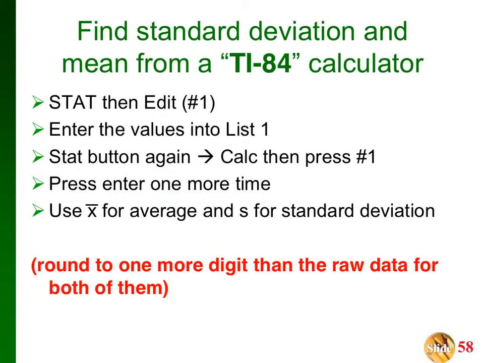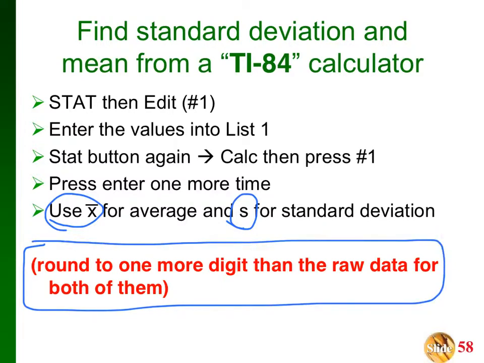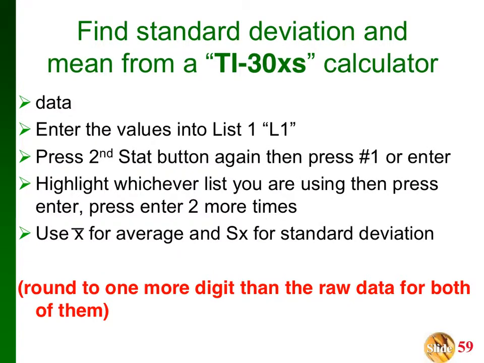So here are the directions for the TI-84. You might want to pause the video and write these down. If you need any help with this, you can ask me in class on Monday. Real fast, use the x bar and the S, and make sure we are rounding to one more digit than the actual raw data. All right, so here are the directions for my class calculators. It's the TI-30XS, and again, we want to use x bar and the Sx. It's on the very first screen. So round to one more digit than the raw data.